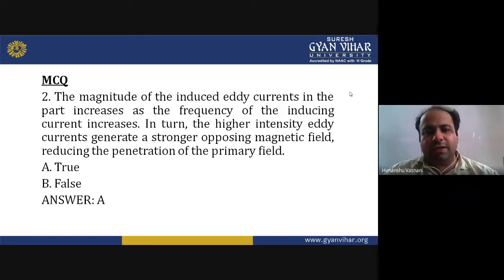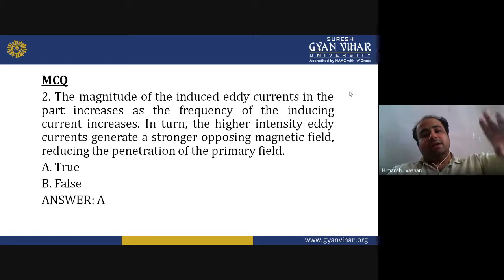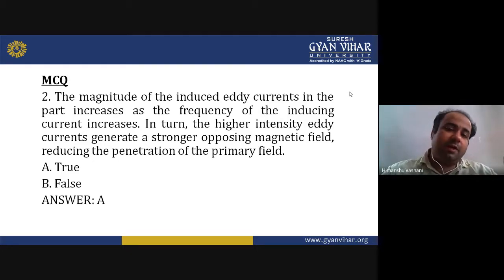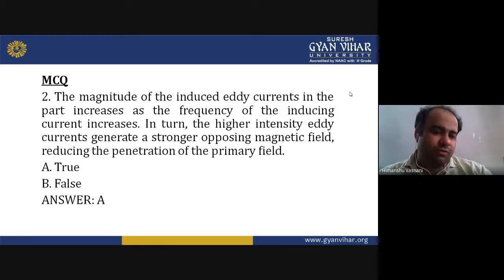Now, we should listen to this statement point to point, word to word, so that you can understand the meaning. The magnitude of the induced eddy current in the part increases as the frequency of the inducing current increases. Both are increasing. Now, in turn, the higher intensity eddy currents generate a stronger opposing magnetic field, reducing the penetration of the primary field. So, what do you think is true or false?